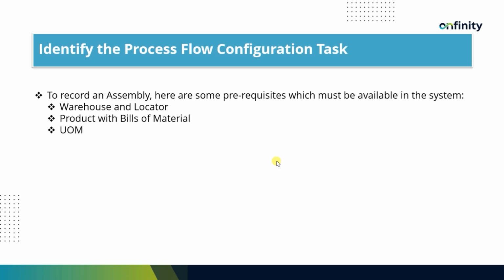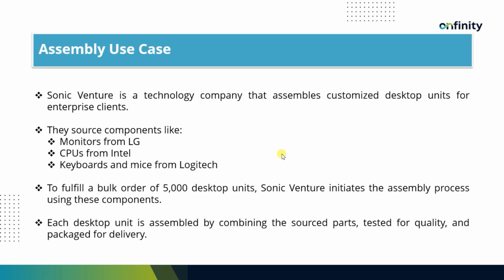To record an assembly, here are some prerequisites that must be available in the system. You must have a warehouse and locator defined, a product with a bill of material, and the proper unit of measure set up. Now let's move on to an assembly use case.